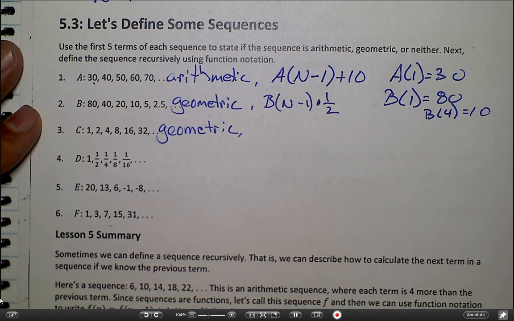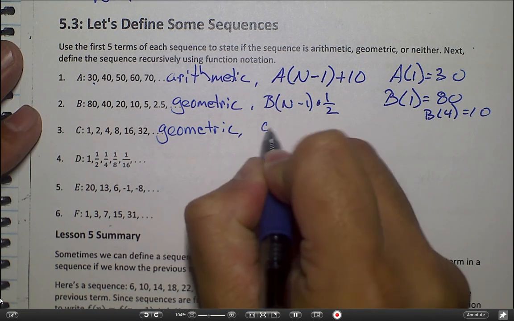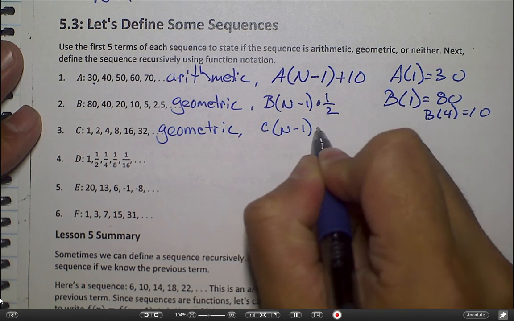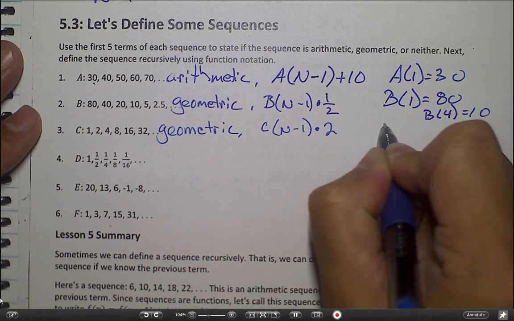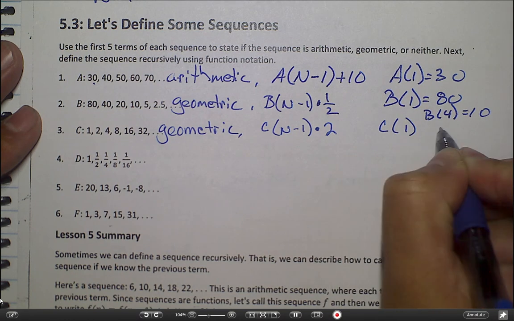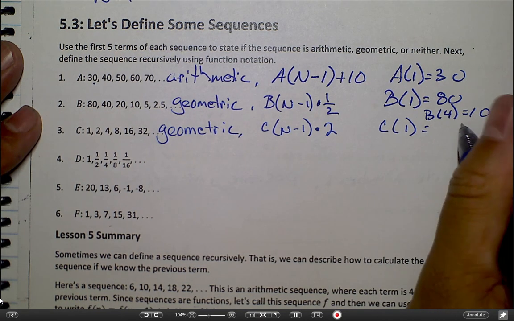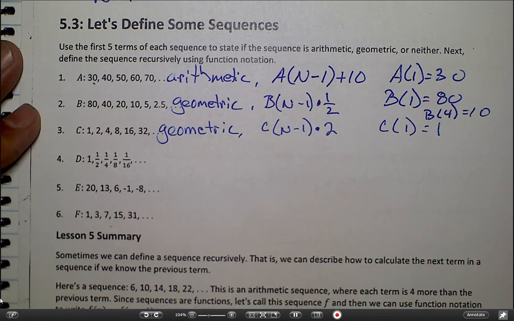So, geometric, I would write C of n minus 1 times 2, and my initial is C of 1 equals 1. Yep, my initial is 1.